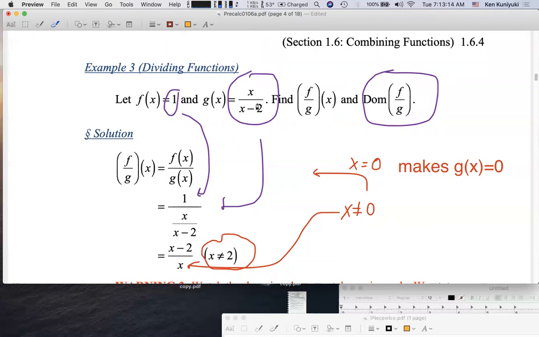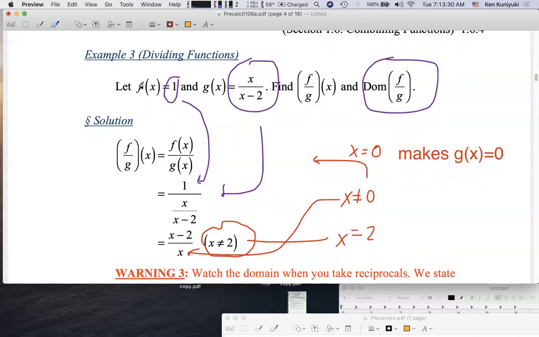In particular, note that 2 is not in the domain of the g function. It makes the denominator 0. So x cannot be 2 because x equals 2 makes g of x undefined. In other words, 2 is not in the domain of g.